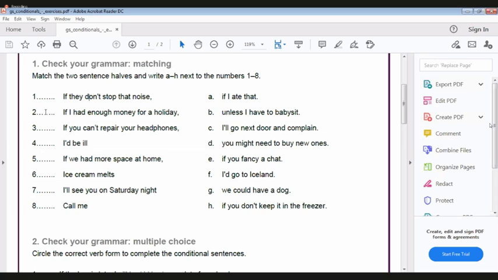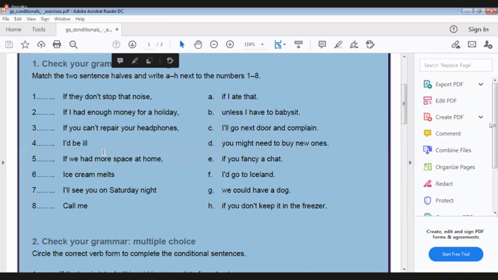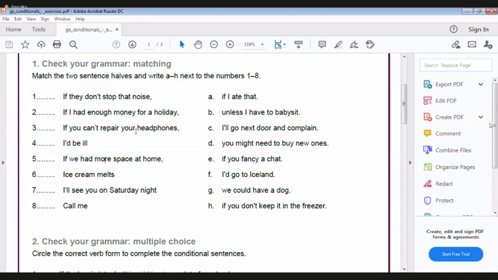Third one, Tarinder. If you can't repair your headphones, you might need to buy new ones. You might need to buy new ones means what happened? This is kind of future. You might need. So what's happening? If you can't repair your headphones, you might need to buy new ones. What is the conditional then, Tarinder?